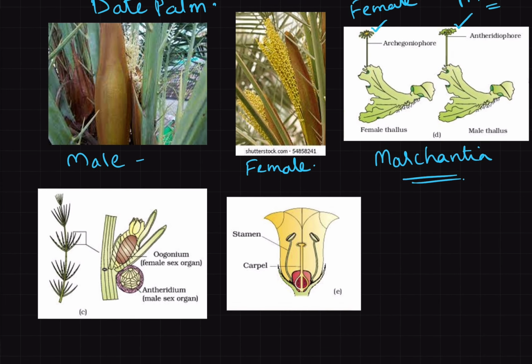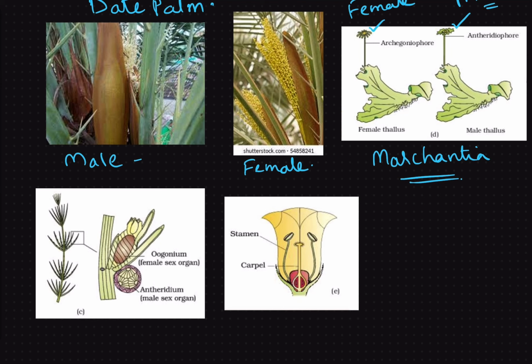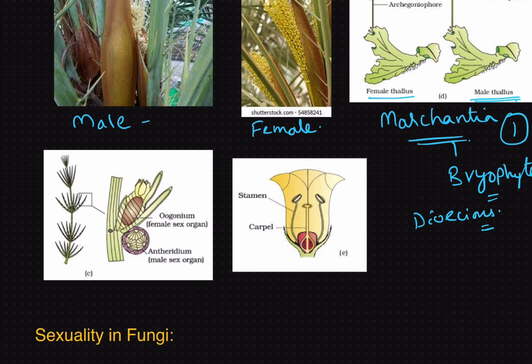Now, let us try to identify these images which are from NCERT. The first one, as usual, is your Marchantia. It is a lower bryophyte exhibiting dioecious condition, with the female thallus and the male thallus. Another example here is Chara. Chara is a kind of alga carrying both the male and the female sex organs on the same plant. So Chara is an example of monoecious condition.